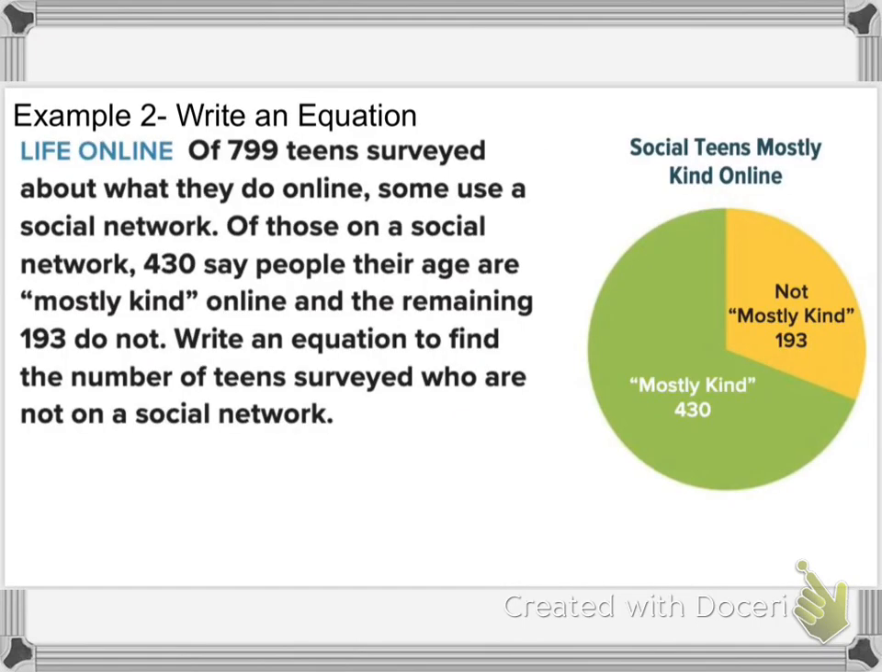Example 2. Nice little word problem for you guys. I know you guys love word problems. Of 799 teens surveyed about what they do online, some use a social network. Of those on a social network, 430 say people their age are mostly kind online, and the remaining 193 do not. Write an equation to find the number of teens surveyed who are not on a social network.